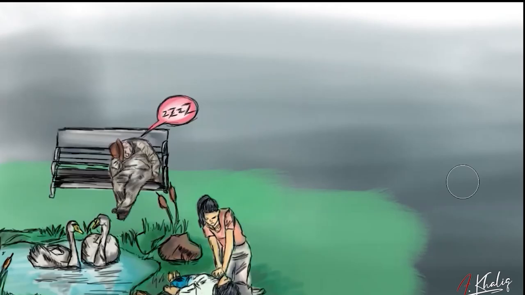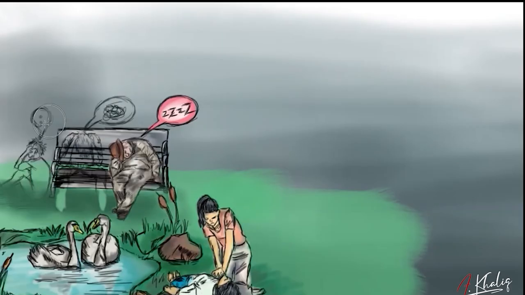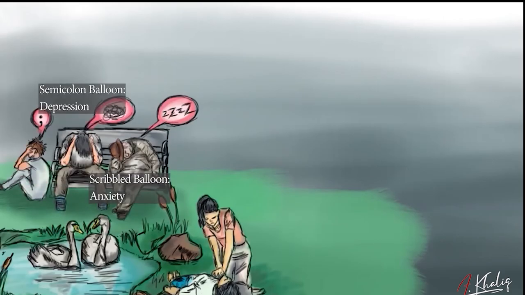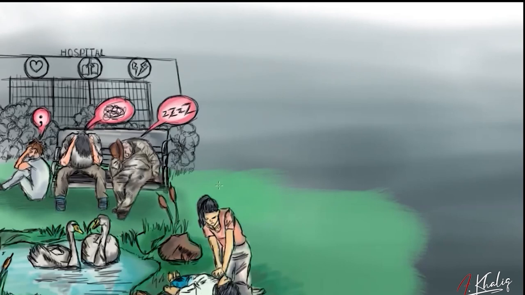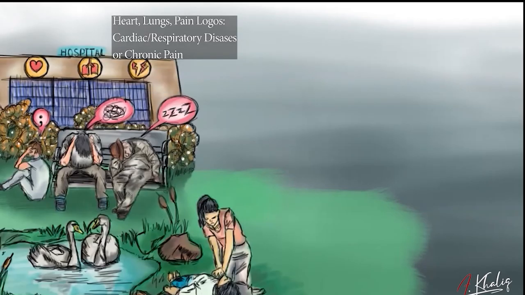Then we're going to ask about the associated symptoms with the loss of sleep, and these could be anxiety or depression. Now we're going to represent anxiety with this anxious pop-up balloon and depression with this semicolon pop-up balloon. What else are you going to ask the patient? With the loss of sleep, you're going to ask about any cardiac disease or any respiratory disease or any other cause of pain, which are represented by the hospital with the logos of heart, lungs, and shock.